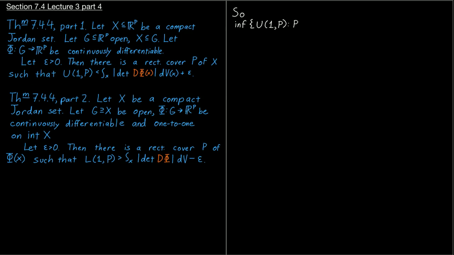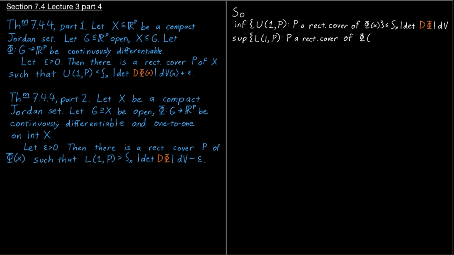Putting this together with part 1, we get that the infimum of the upper sum of 1 over all rectangular covers P is at most the integral of the determinant of d phi, and the supremum of the lower sums of 1 over phi of capital X is greater than or equal to that integral.